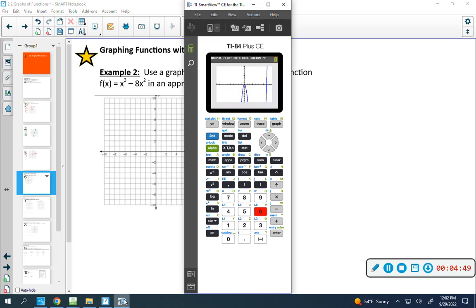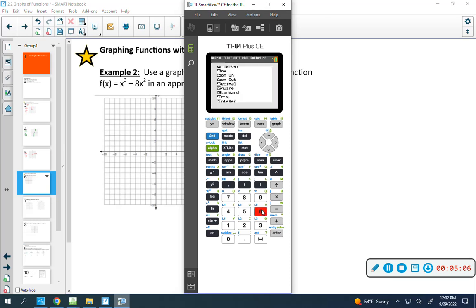Now, couple choices on this. I'm going to show you a couple different things. You could hit zoom and then a number 3, zoom out, and just hit enter. It's going to zoom out your screen, but I still can't see the little loop-de-loop. I still don't think that's a very good picture. You could zoom out again.